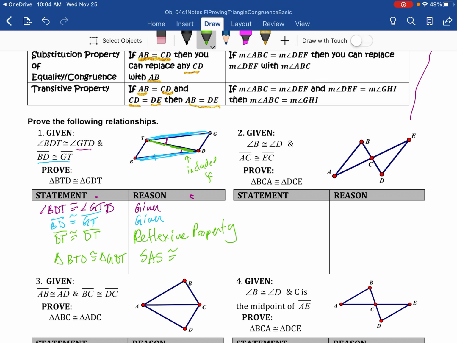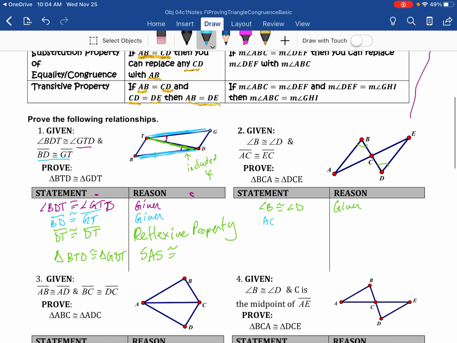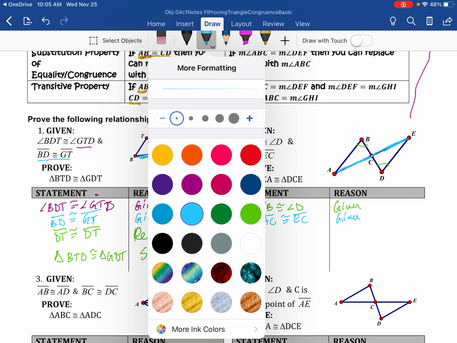All right, let's try another one. Here we're given angle B is congruent to angle D. I always write it in my proof and mark it in my diagram. How do I know? That's given to me. I'm told that in the proof. That's what given means. I also know that AC is congruent to EC. That is also given to me. I need a third piece of information for sure. I have a side and an angle, so I either need another side or another angle. I'm looking at this diagram, and there's something else I know for a fact that's true.